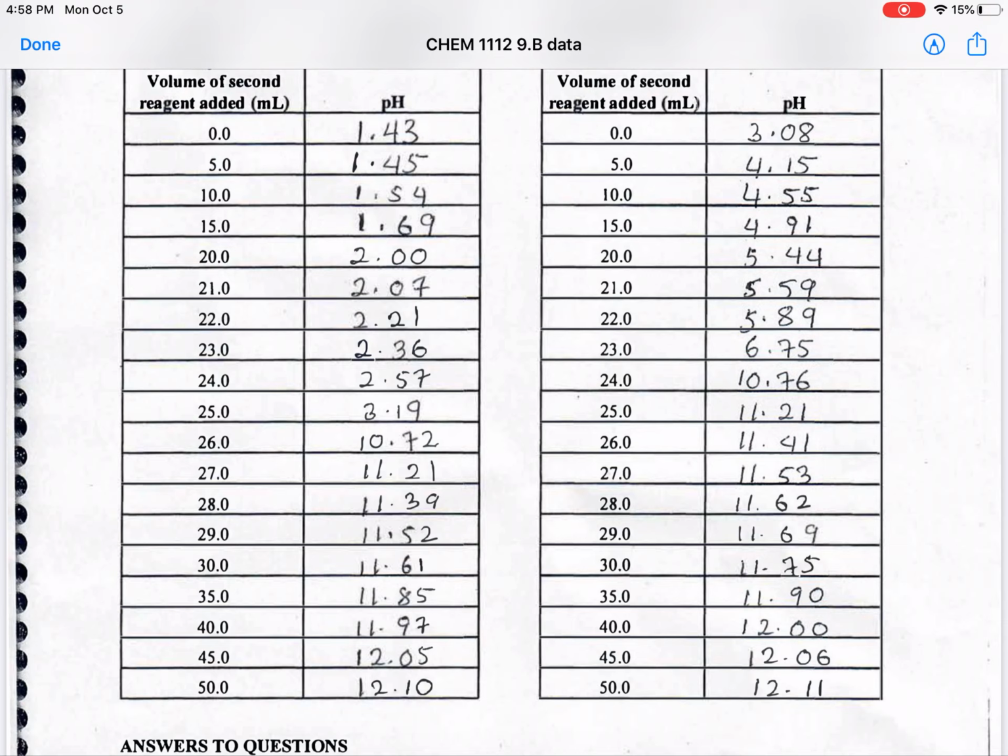And then you're going to be adding again 1 milliliter increments up to 30, and then from 30 to 50 you're adding 5 milliliter increments, and then measure the pH of the solution. So at the end, all the acid has been reacted with the sodium hydroxide, so your pH is going to be basic. You can see it increases from 10 to 12.